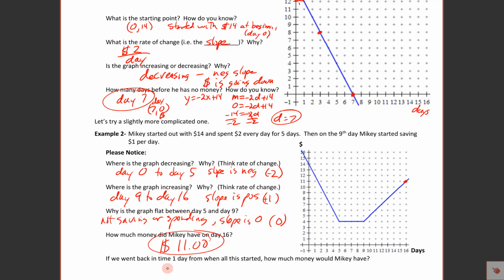And it says if we went back in time one day from when all this started, how much money would Mikey have? So we kind of started the stopwatch, or started the calendar right here on day 0. What if we backed up one day? Well, if we follow this kind of trend line, he was spending money in this pattern right here. So if we backed up, let's think, if he's spending $2 a day, if we backed up one day, he would actually have $2 more. So he would actually be at $16. He would have had $16 one day before all this mess started. Okay? All right, so kind of an interesting graph right there.